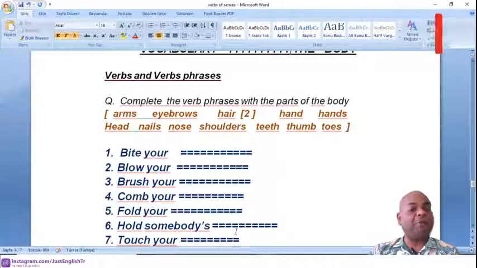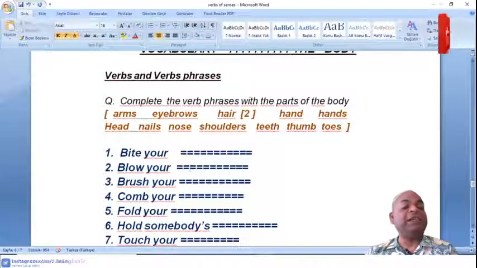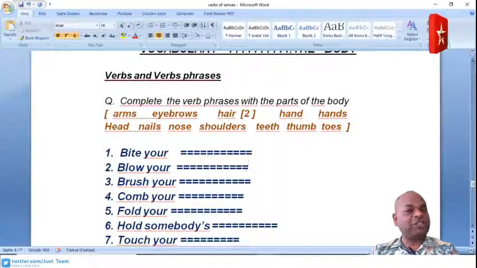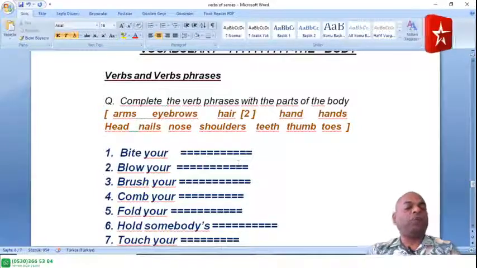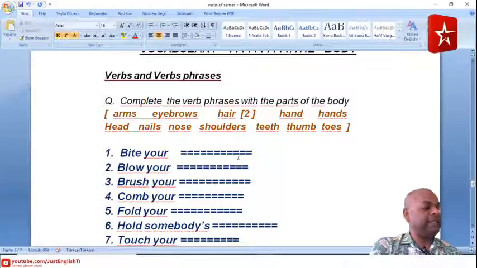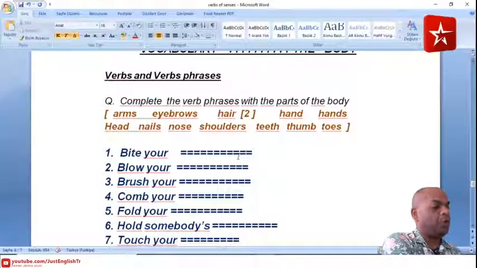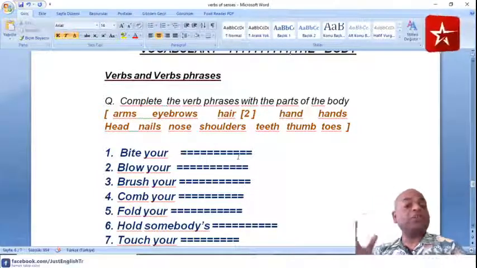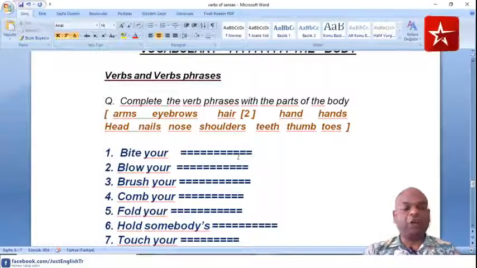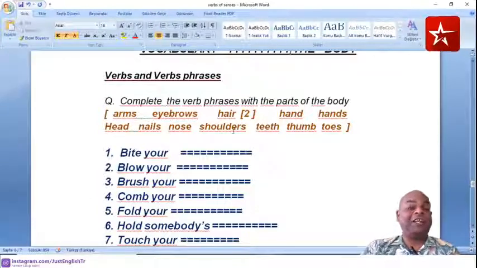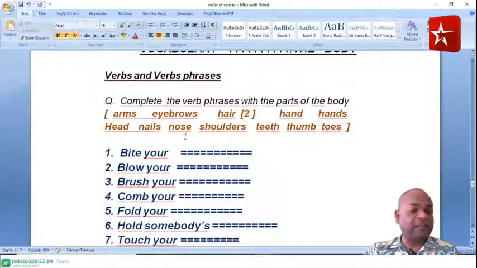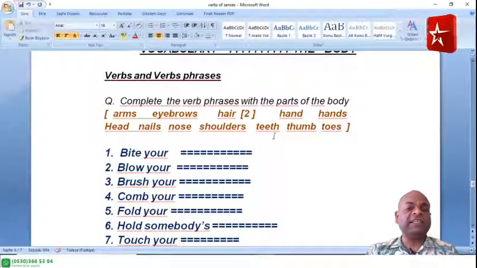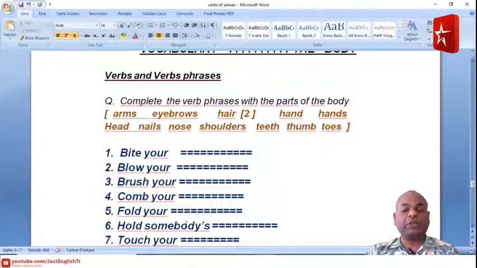Let's go for number 1. Our sentence is bite your dash. Now, students, my darlings, which verb do you think we can put down there? Guys, let me know which one should come there. Bite your. Is it going to be arms? Is it going to be your eyebrows? Impossible. You can't bite your eyebrows. Or hand, hands, head, nails, nose, shoulders, teeth, thumb, or toes.